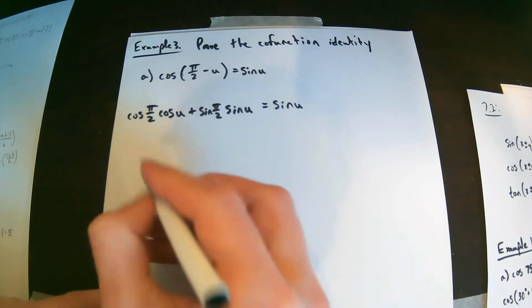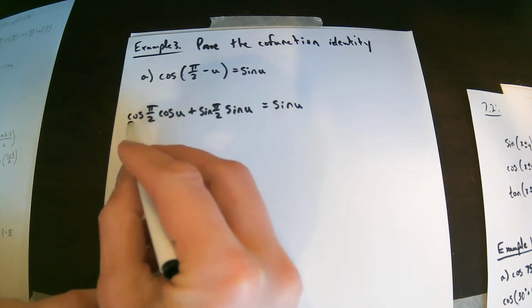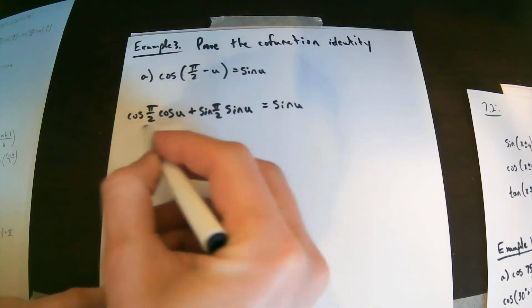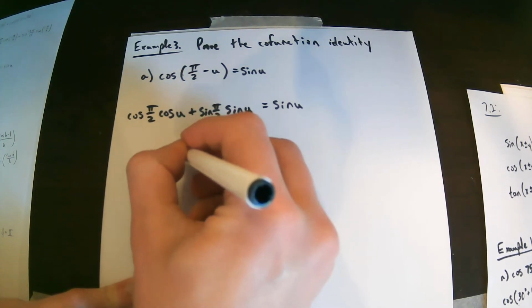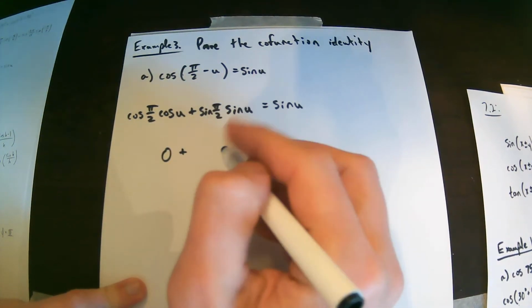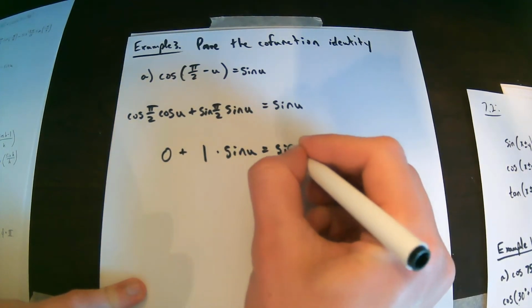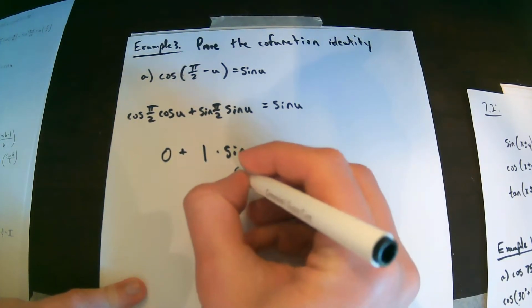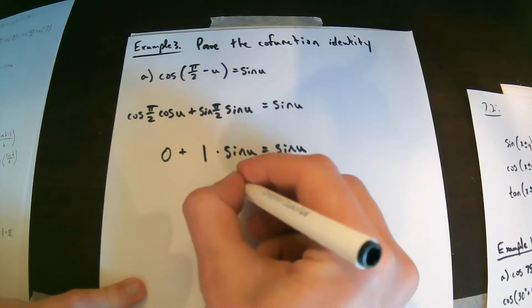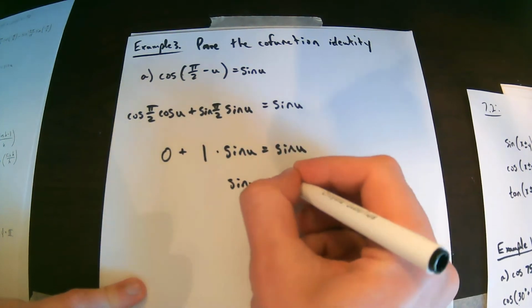Okay? Now notice cosine of pi on 2 is 0, so this whole term goes away. 0 plus sine of pi on 2 is 1, and then times sine of u. But that checks out, because 0 plus 1 times sine of u is just sine of u.